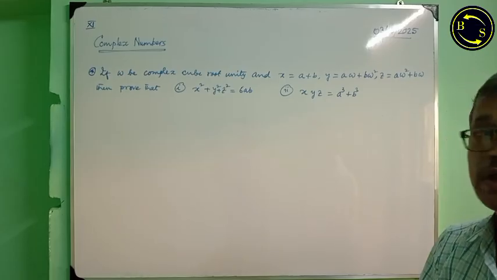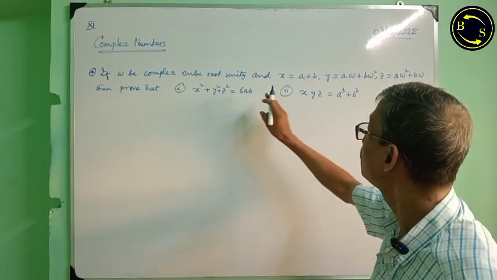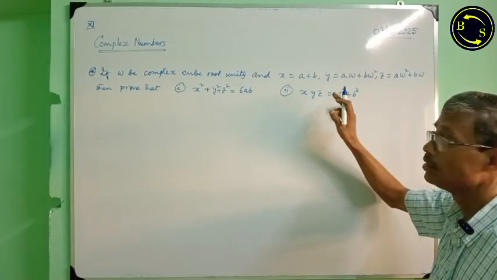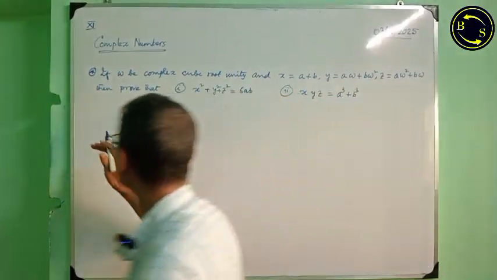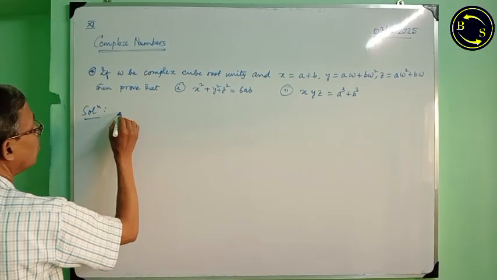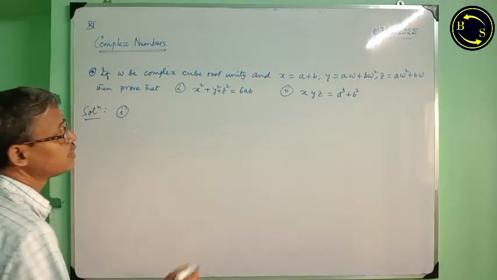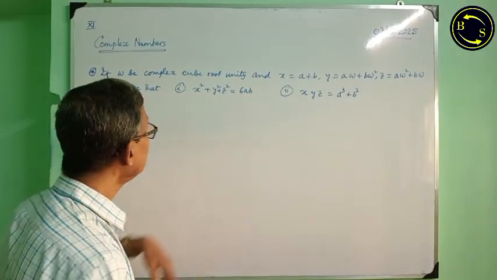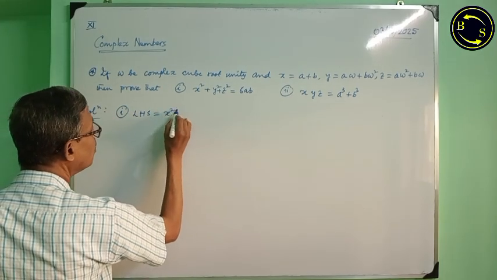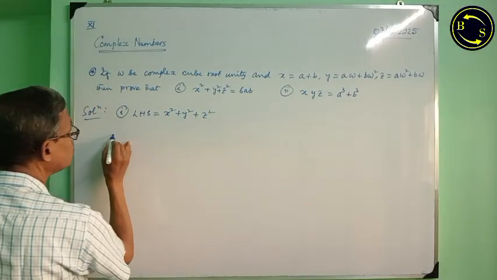Then different types of problems. If omega be a complex cube root of unity and the values of x, y, z are these, then we have to prove this: x square plus y square plus z square is to be shown as 6ab. I start from the left. Put the values.